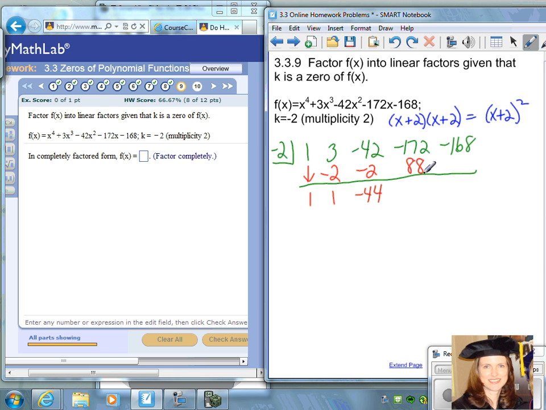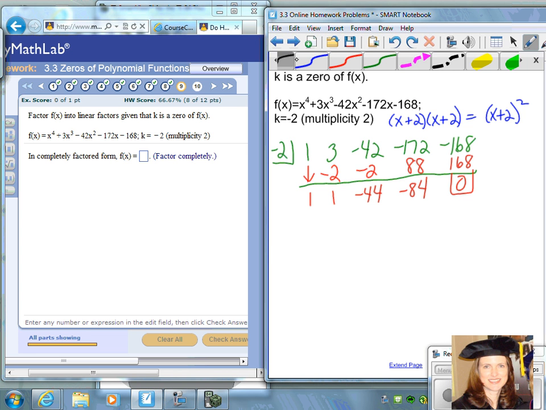Negative 172 plus 88 is negative 84. Negative 84 times negative 2 is 168. So we do end up with a remainder of 0. And that's going to allow us to simplify what's below the line even further. If we know that k equals negative 2 is a zero with a multiplicity of 2, we're going to do synthetic division again with just what's left underneath here.